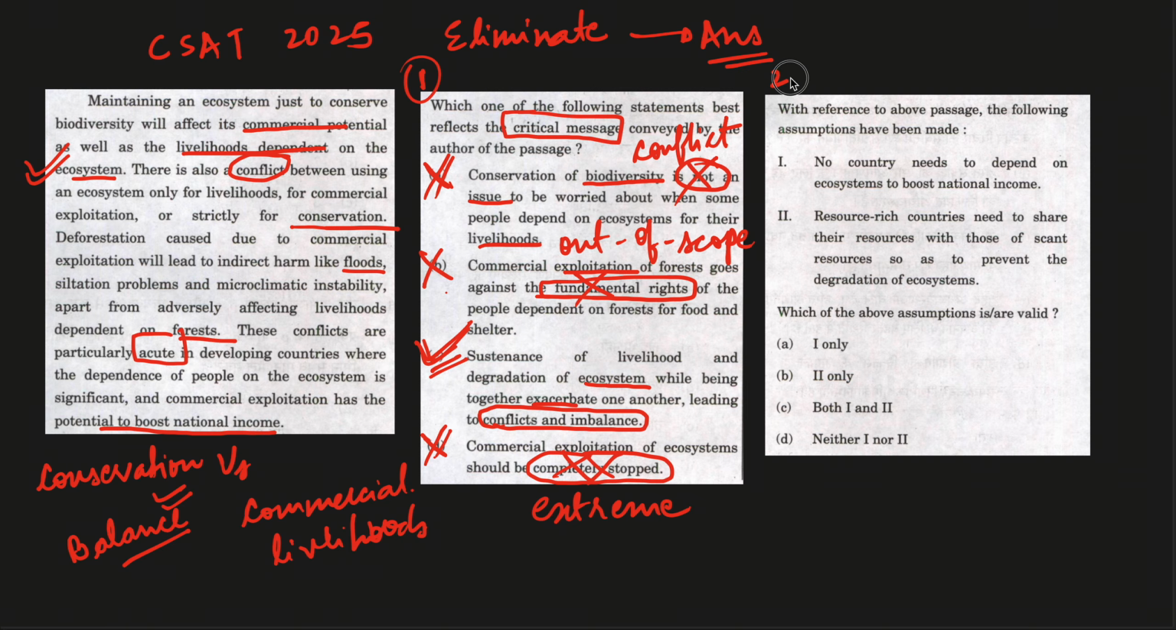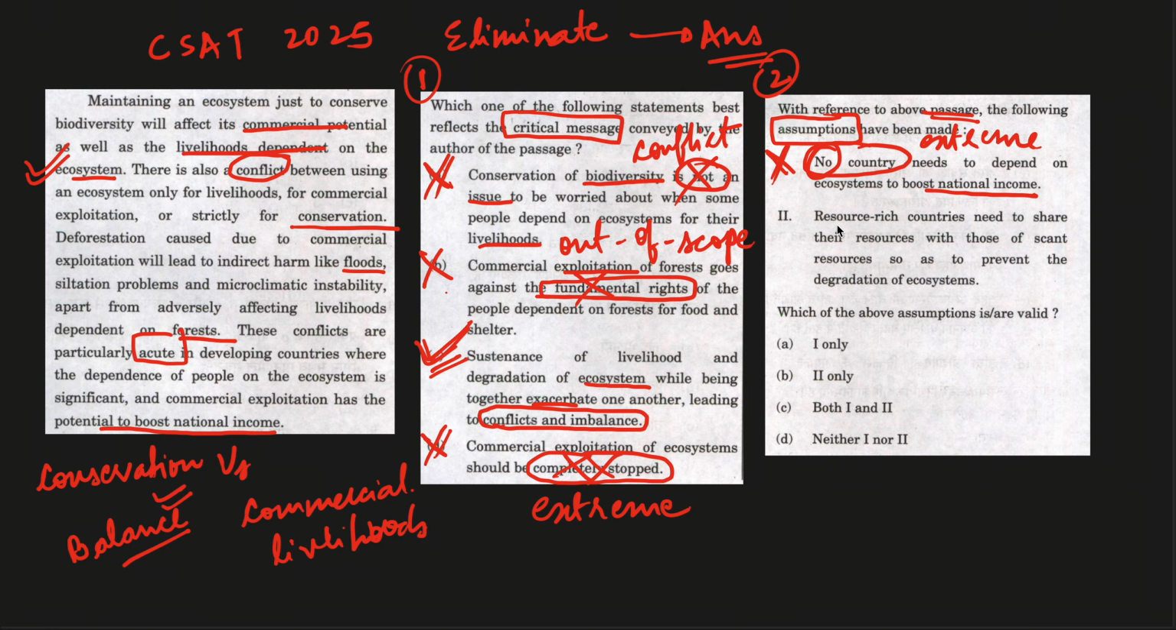Moving to the second question associated with the same passage, it says, with reference to the above passage, the following assumptions have been made. All right. Assumption with respect to the passage. Assumption number one, no country needs to depend on ecosystem to boost national income. Again, the rule that I have said, extreme option. It is saying no country. Now, again, this is extreme, and it says it should not depend upon the ecosystem to boost national income. This is nowhere mentioned. So this is a wrong option.